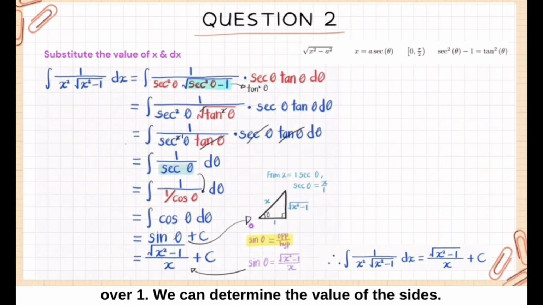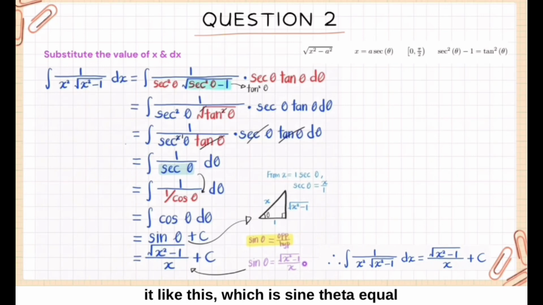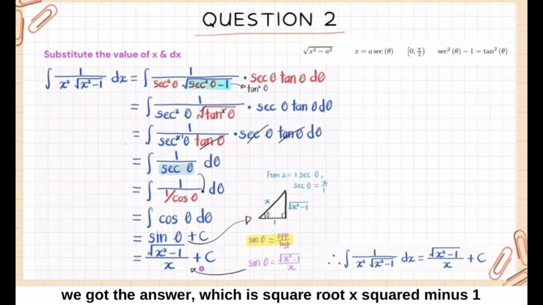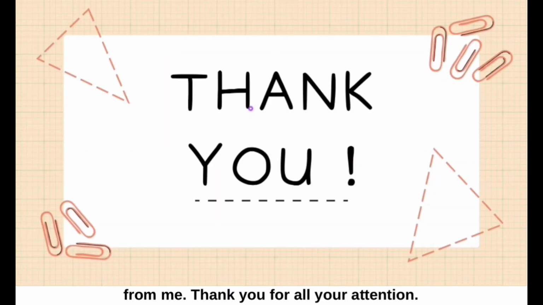We can determine the values of the sides, and we already know that sin theta is equal to opposite over hypotenuse. So sin theta equals square root of x squared minus 1 over x, and we substitute it back into the earlier equation. Finally, we get the answer, which is square root of x squared minus 1 over x plus c. So here is the final answer for question 2, and that's all from me. Thank you for all your attention.